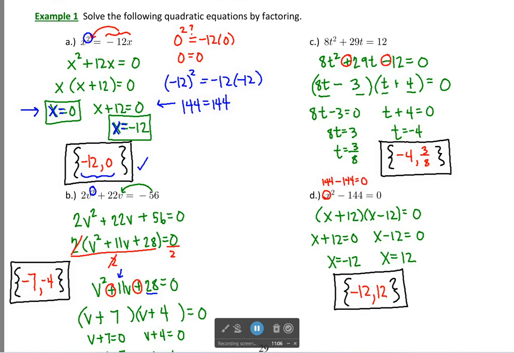Your ability to solve a quadratic equation by factoring depends on your comfort level with factoring. So the good news is you're going to get some more practice with factoring, but it's essential that you can get it factored because that's where our solutions come from.